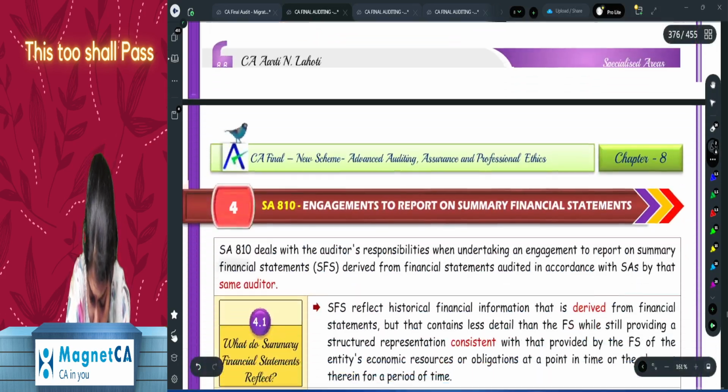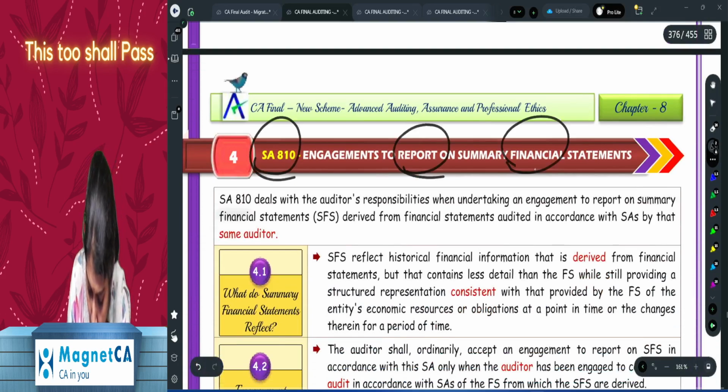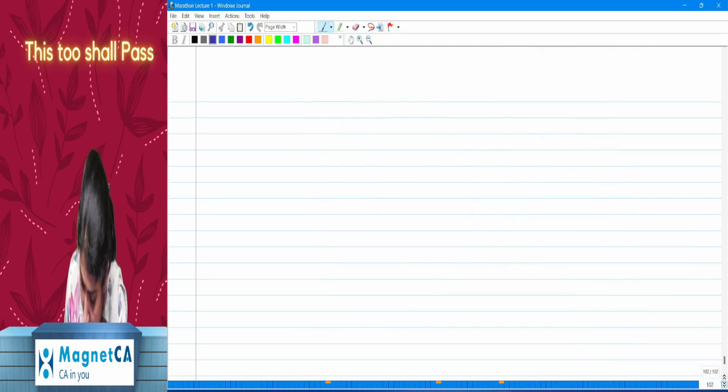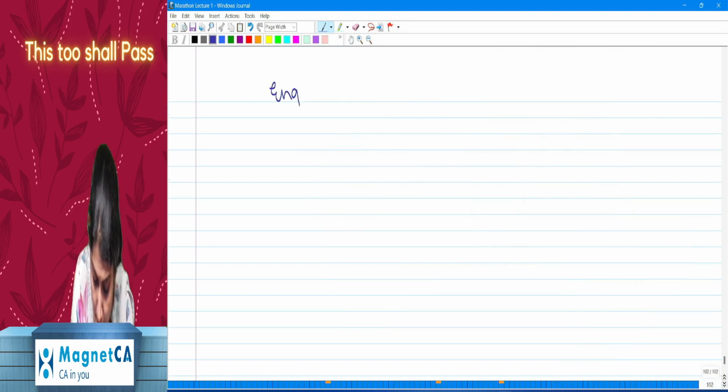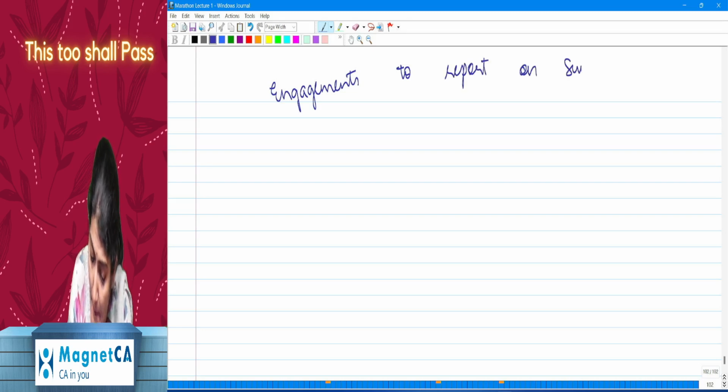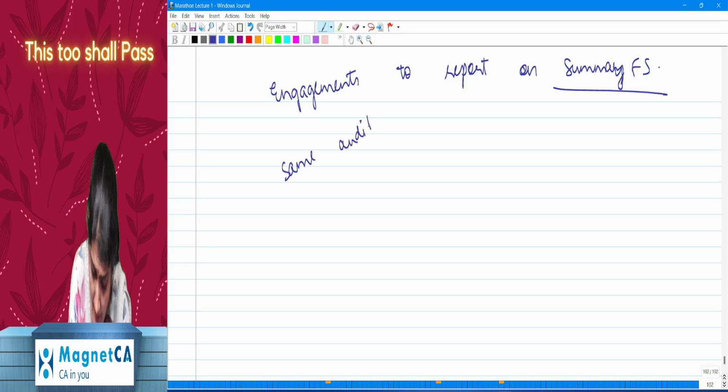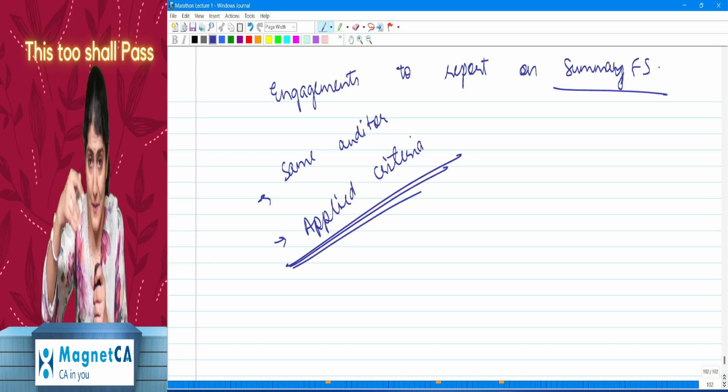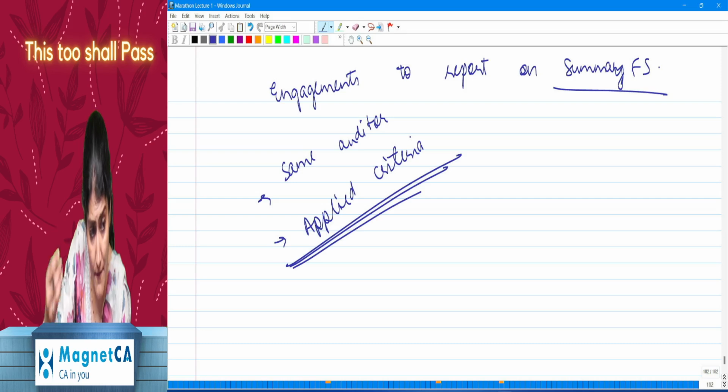Okay. Right. Now coming to the next standard over there, which is the engagements to report on the summary financial statements. Tell me the two important things which you will remember for SA 810. Engagements to report on summary financial statements. What are the two things you will remember over there? One, it has to be the same auditor, and second, we have to check the acceptability of the applied criteria. What is applied criteria? The criteria applied by the management in the preparation of the summary financial statements.